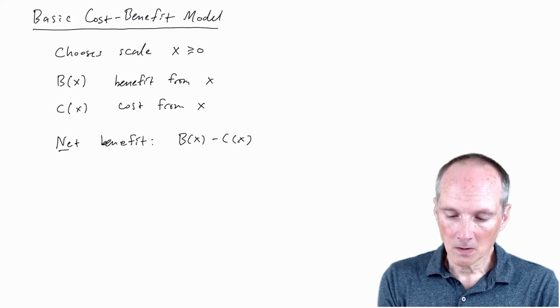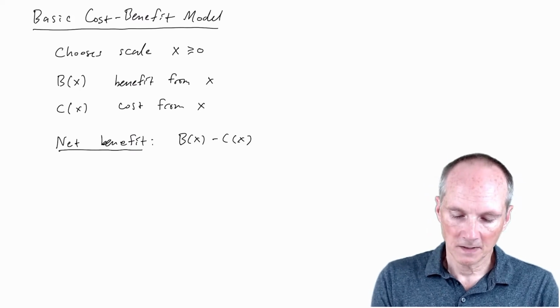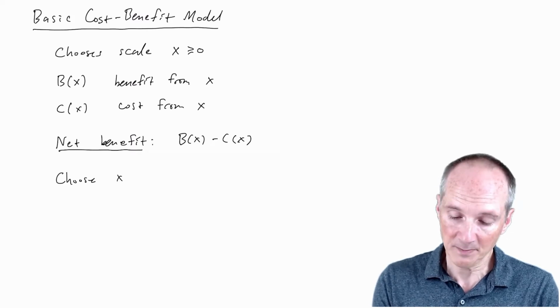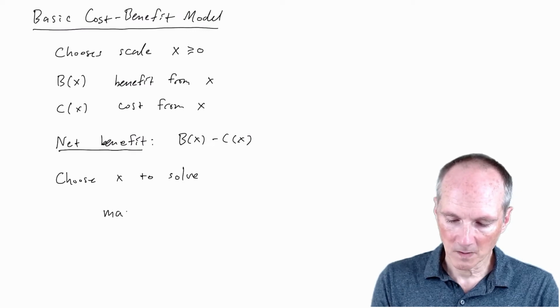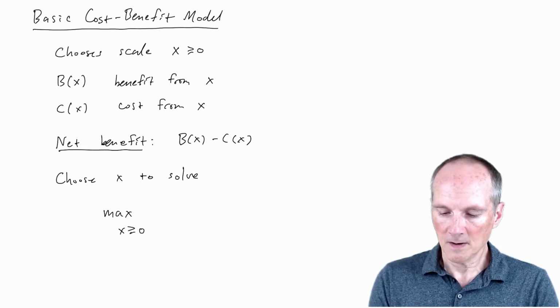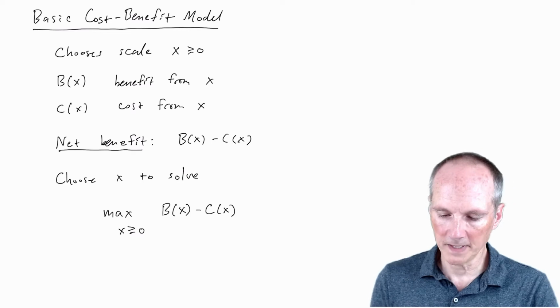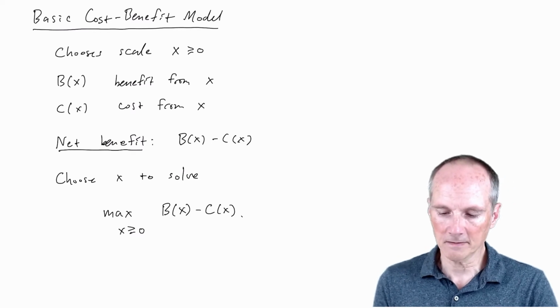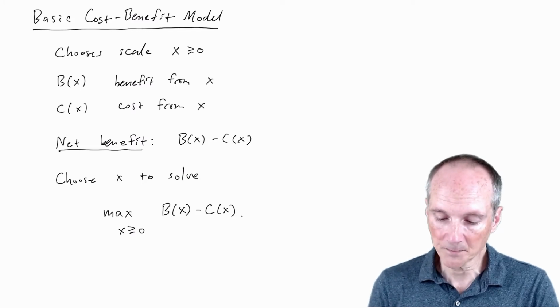So the whole problem here is to choose X to maximize net benefit, or, written in a more mathematical way, we're going to solve this optimization problem where we maximize benefit of X minus cost of X. And we call that net benefit the objective function, and that's what we're trying to maximize here.